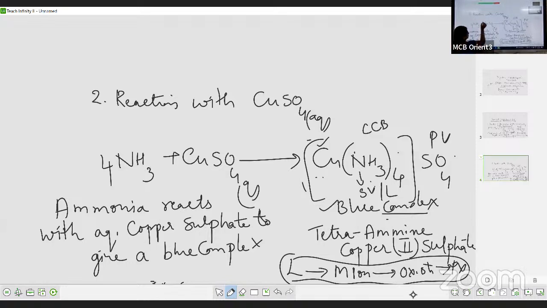Here it is ammonia. Ammonia reacts with copper sulfate. Plus means reacts. Copper sulfate gives rise to, the arrow, then products. Ammonia reacts with aqueous copper sulfate to give a blue complex. What is its name? Tetraamine copper II sulfate. This is important, students, because if you get a question on IUPAC nomenclature of complexes, this will help you to write, because it is direct for writing 4 answers you will get 4 marks. So better to try to remember this.